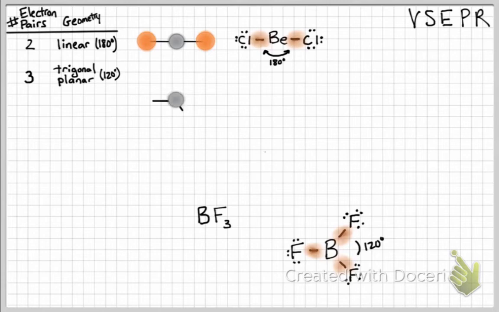So let's put in our little generic drawing. For a trigonal planar structure, you should draw your central atom.